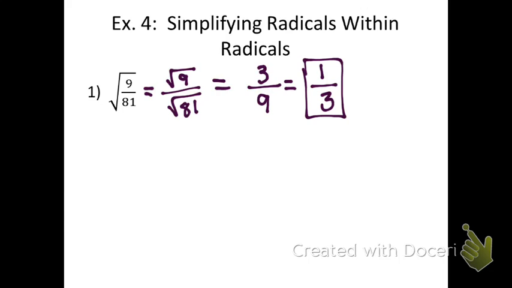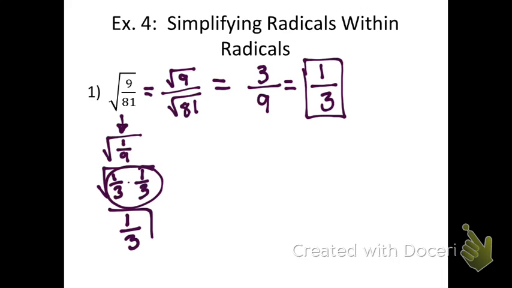Or another way you could do this is you just simplify the fraction on the inside first. We know 9 over 81 is like saying 1 over 9. And we know that the square root of 1 over 9 is actually 1/3, because it's like saying 1/3 times 1/3. Pair the 1/3s up and you get 1/3 as your answer. So this is how we would do simplifying radicals within radicals. Okay? And that's the end of the lesson.